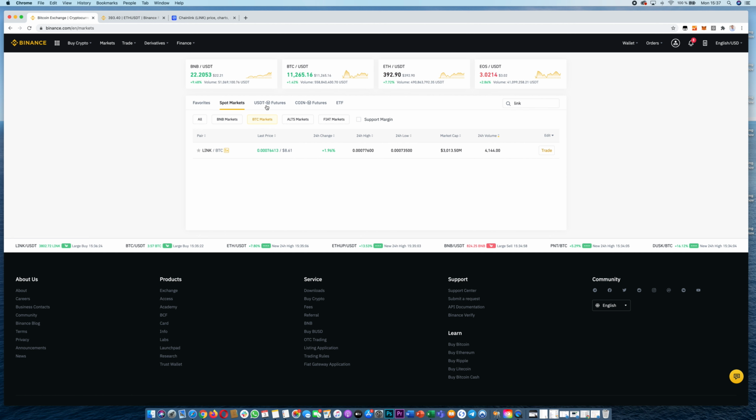Okay, once we have that market here, it's a spot market. We could also trade futures. That would be a contract, so we wouldn't buy real Chainlink, but we would buy a contract, and we could do that with high leverage. However, if you just start out, it's easiest to start with trading spot markets.